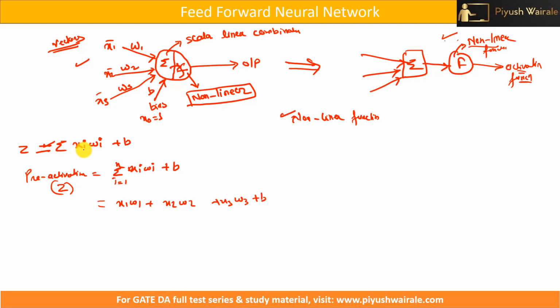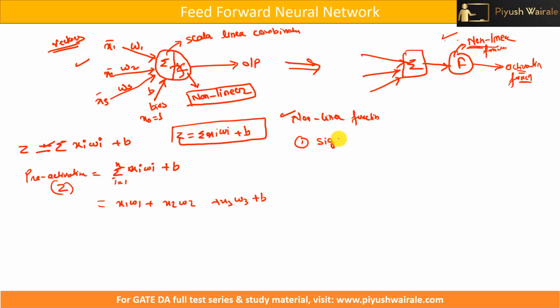Here z equals the summation of xi into wi plus b. This is what z will do. Z equals the summation of xi wi plus b. This is basically my scalar linear combination. Now the output of this scalar linear combination is given to a non-linear function. So what is the non-linear function here? Here we have three non-linear functions.